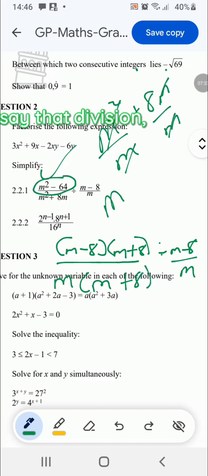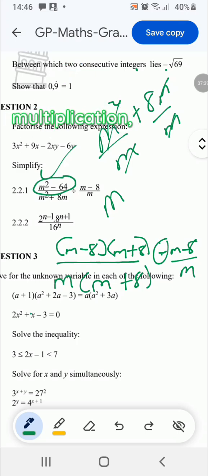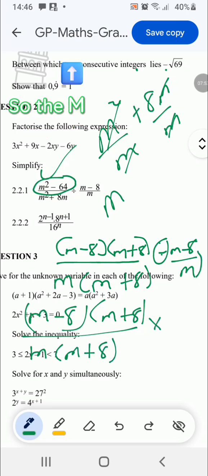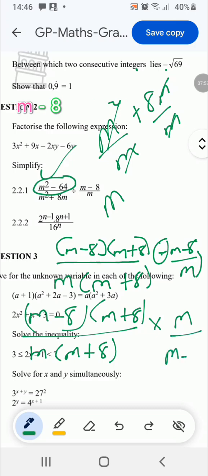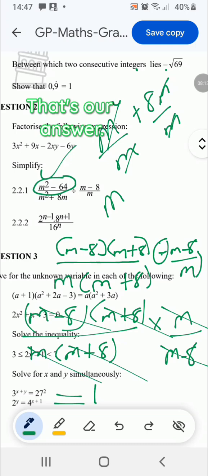I always say that division is the cousin of multiplication. So we have m minus 8, m plus 8, m plus 8. Multiplication, tip and times. So the m goes up, m minus 8 comes down. Don't ask me how. It's called tip and times. That's how we do it. Cancel this. This is the exciting part. We cancel this because they're the same. Seems like we have cancelled everything out. The final answer is not 0, it's 1. That's our answer.